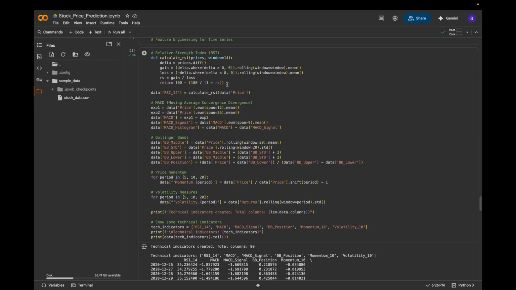over 1 plus RS. Basically this calculates the RSI for the price from its delta, gain, loss, and RS. Then we move on to data. RSI_14 is equal to calculate_rsi of data price.